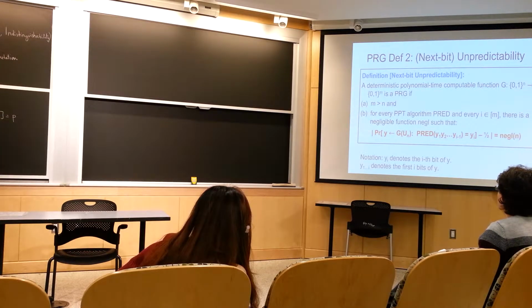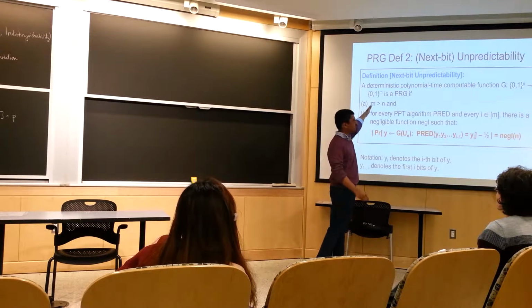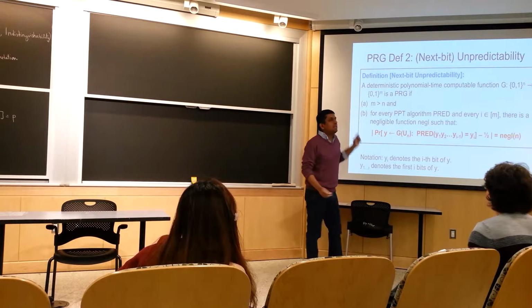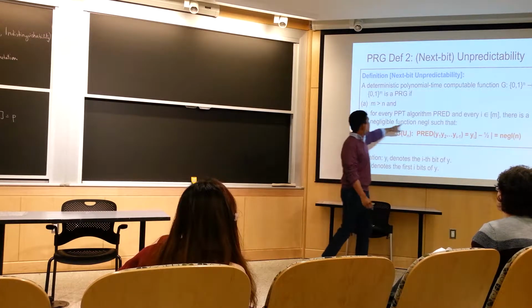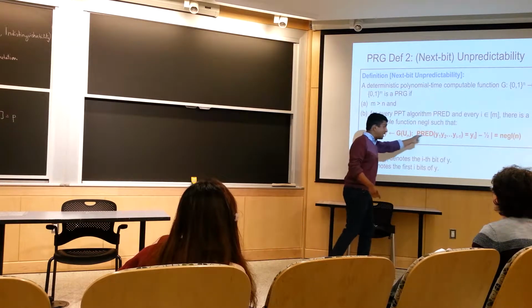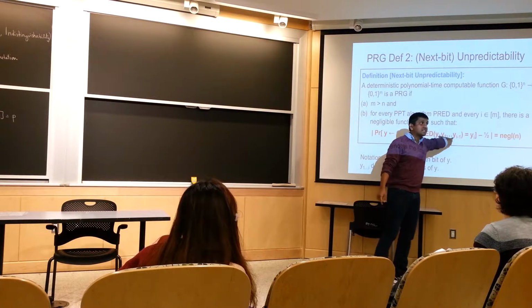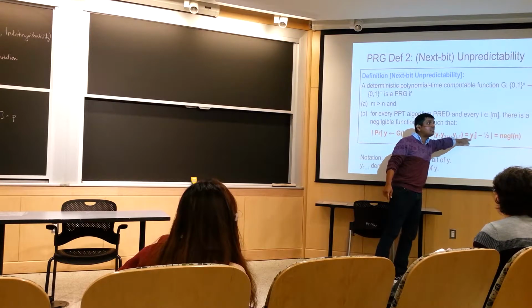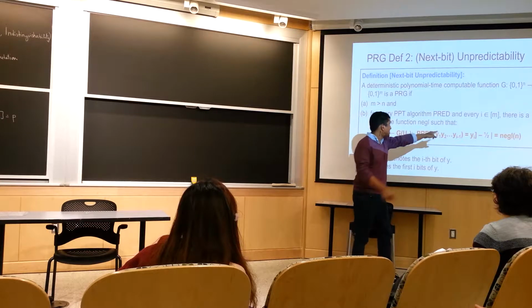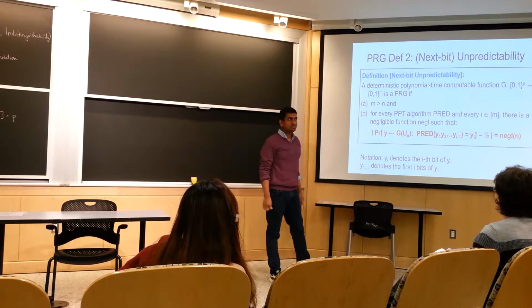Next, bit unpredictability, that's the other definition. Again, we have G, which expands. Number 2, what does it mean to be next bit unpredictable? For every probabilistic polynomial time predictor, and every number i from 1 to m, where m is the output length, given the prefix, the i minus 1 bit prefix, the probability that it outputs the i-th bit, the next bit, is close to half. The probability minus half is negligible. Half plus or minus epsilon is what you require. Yes?